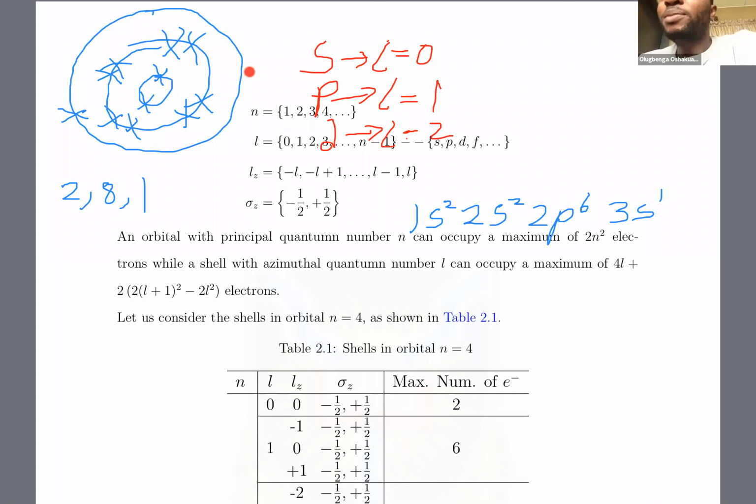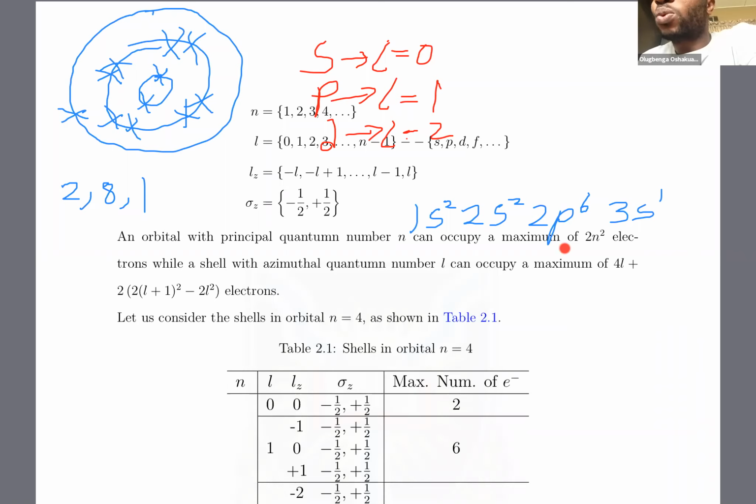So for every principal quantum number 1, we can have a single subshell, which we call S, which corresponds to L equal to 0. And when we move to the next shell, it has 8 electrons, and that is n equal to 2.